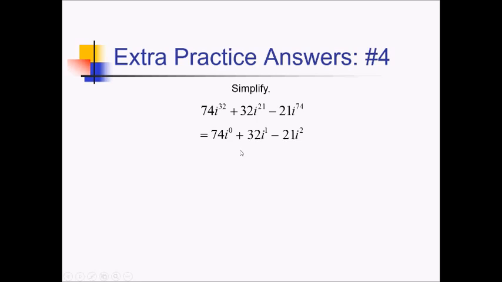Now let's simplify just a little bit more. i to the 0 is just 1, so this is really just 74 for that first term. i to the 1 is just i, so we can write plus 32i. And then i squared is really negative 1. So if I'm already multiplying that by negative 21, I now have a positive 21. And then combining like terms, the 74 and the 21 are both real numbers, so we can combine those. That adds up to 95. So we have 95 plus 32i.